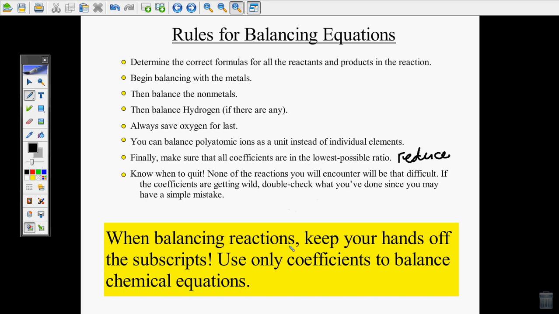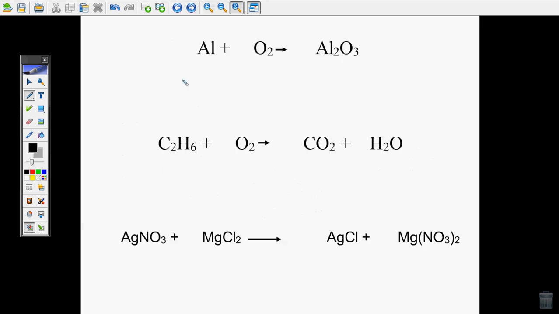And make sure you keep your little hands off the subscripts. You cannot change them. If I have H2O, I can't change that, because then it's not water anymore, it's something else. So only mess with coefficients. These are the coefficients. Alright, so here, this is our arrow, right? So we want our reactants, which is always the left side, to equal our products, which is always the right side.